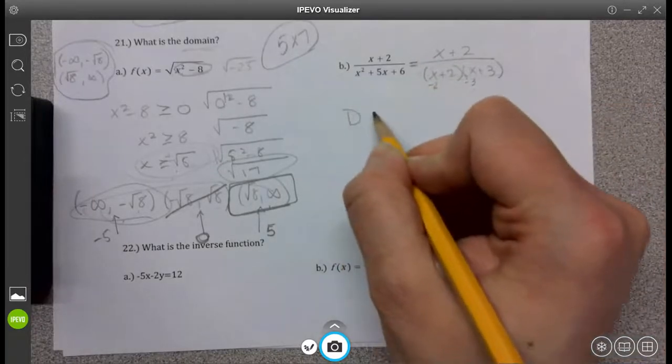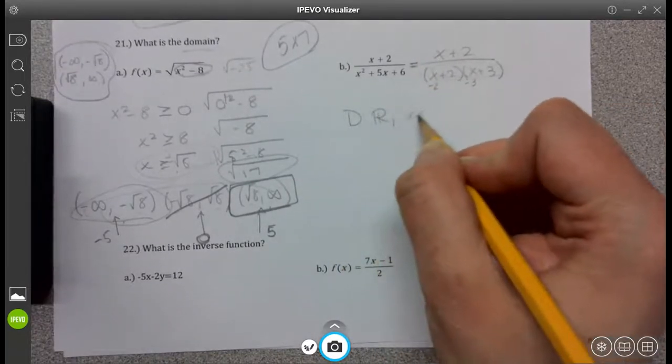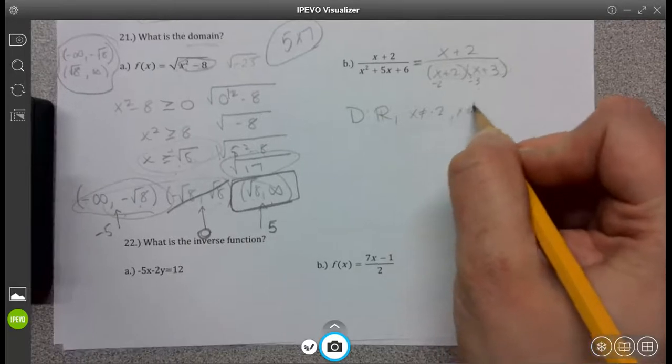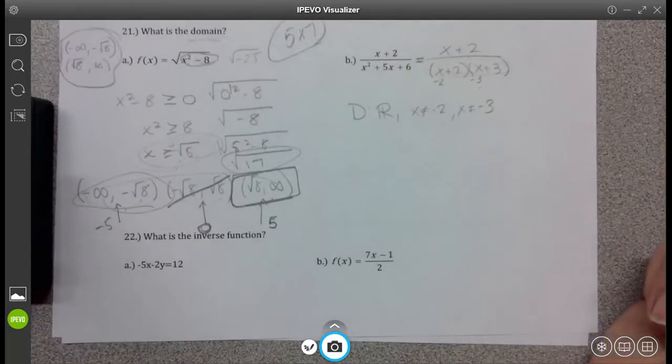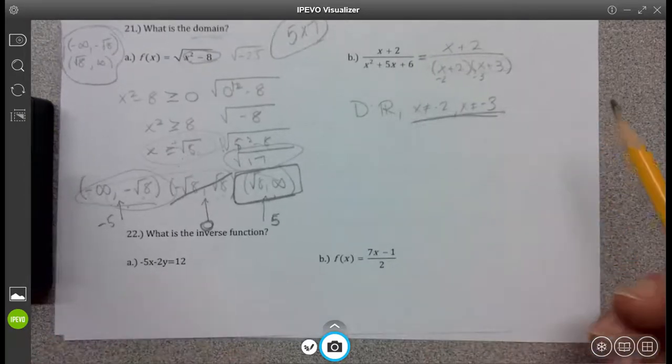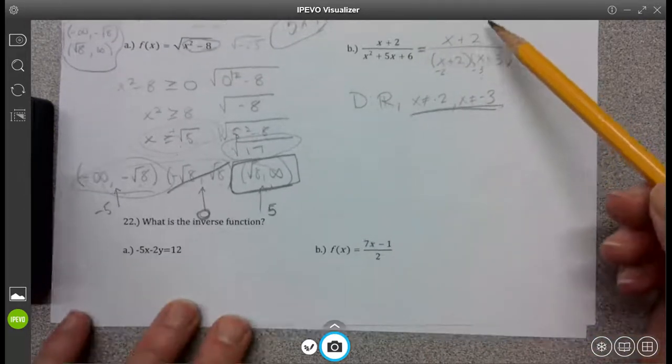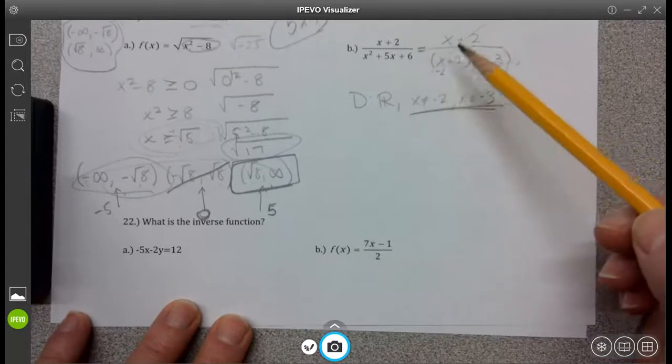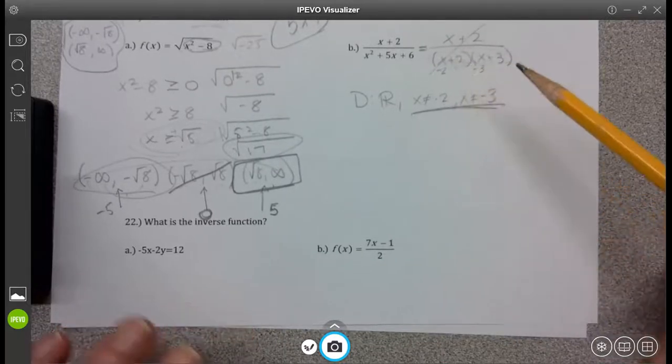So the domain here is all real numbers. X cannot equal -2. X cannot equal -3. And the notation might be different on your final, but as long as you can see this, you're good. It doesn't matter that these can cancel out. They want to know if with your original function, what can't you use?